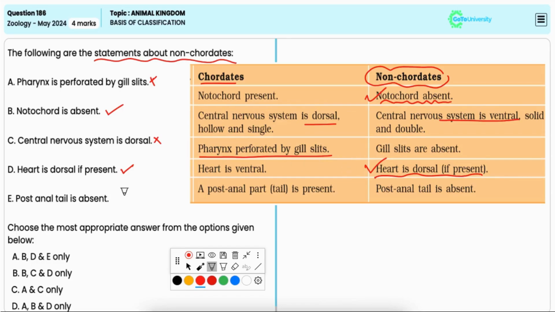Now, E. Post-anal tail is absent. Now, this is also correct for non-chordates because they do not have a post-anal tail. Thus, statements B, D, and E are correct statements about non-chordates. Hence, the correct answer is option A.